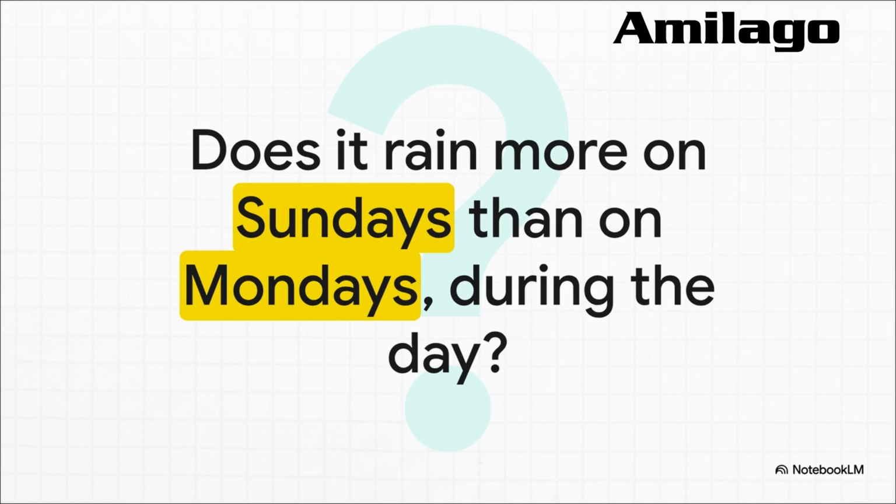Okay, let's just throw out a really specific, kind of weird question. Does it rain more on Sundays than on Mondays, but only during the daytime? Now, this seems almost impossible to answer just by scrolling through a spreadsheet, doesn't it? It's the perfect example of a question that forces us to look at our data in a totally new way.